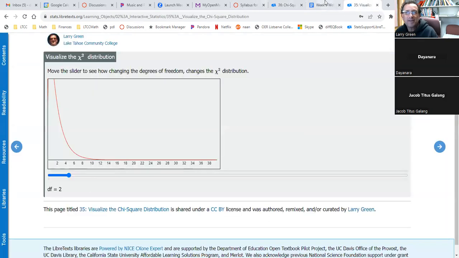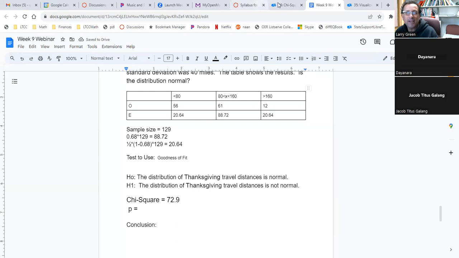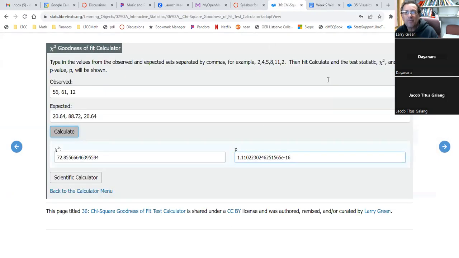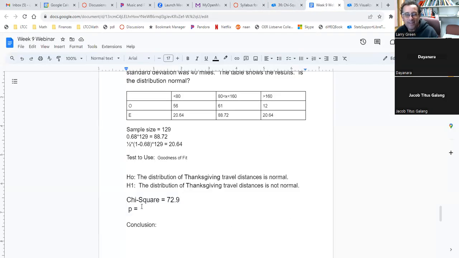What's wrong with saying the p-value is 1.11? I'll write that in, and I want you to tell me I'm wrong. What's wrong with saying that? There's something very wrong about that.